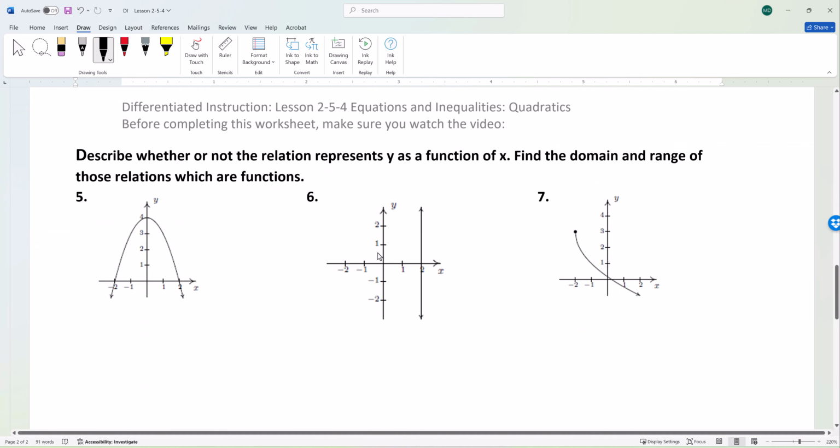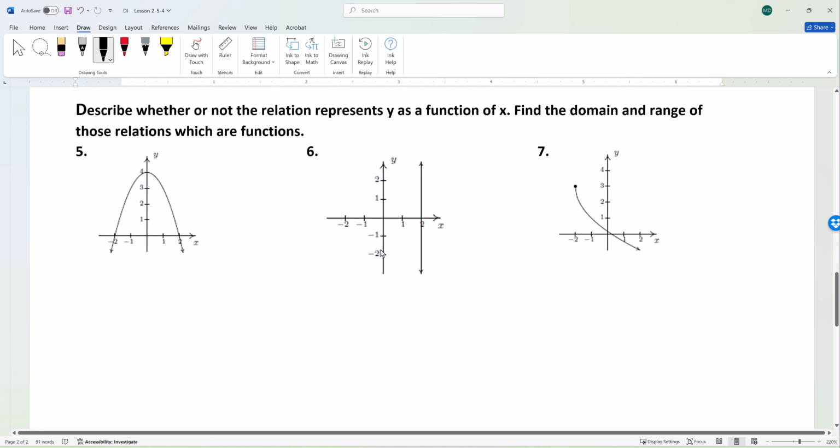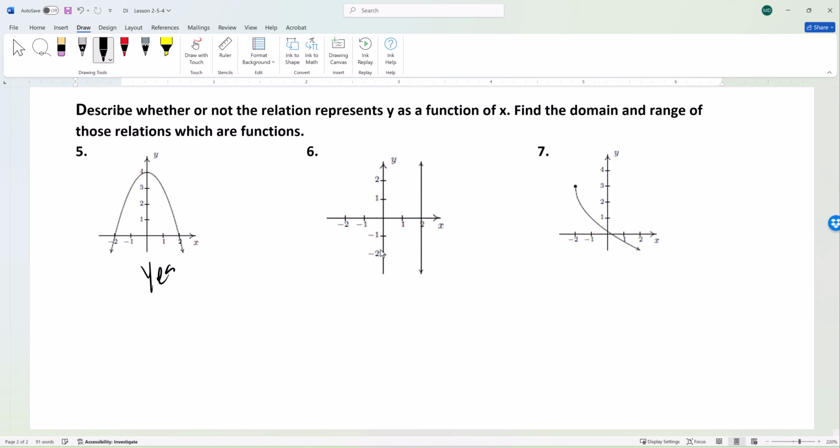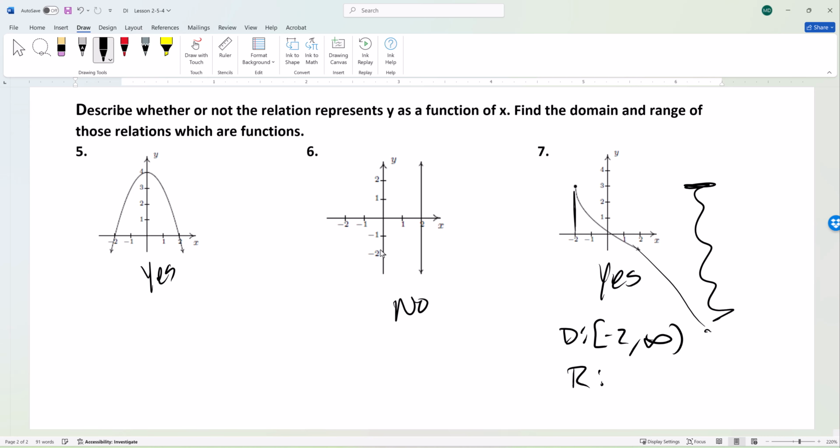Describe whether or not each represents a function. Find the domain and range. So yes, this is a function. No, this is not a function. Yes, this is a function. My domain is from negative 2 to infinity. My range, it's going down forever, and it stops here at 3. So that's negative infinity to 3.